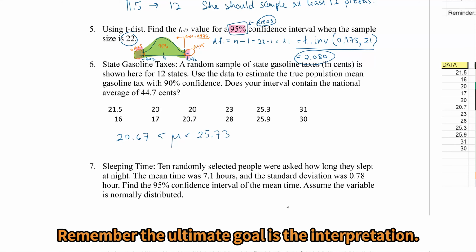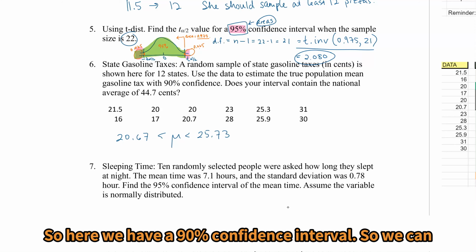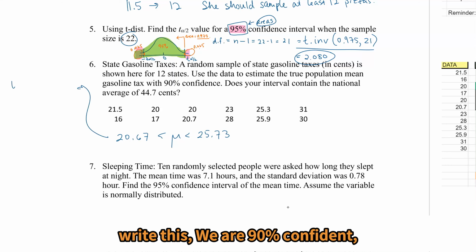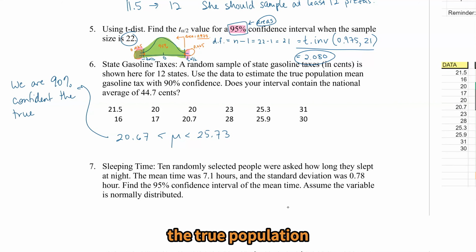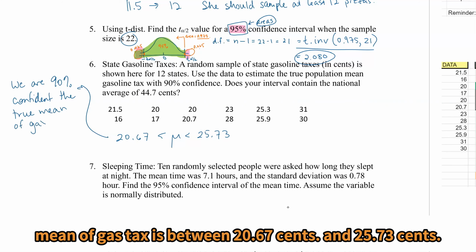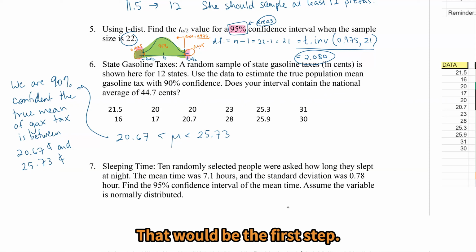And remember, the ultimate goal is the interpretation. So here we have a 90% confidence interval. So we could write this. We are 90% confident the true population mean of gas tax is between 20.67 cents and 25.73 cents. So that would be the first step.